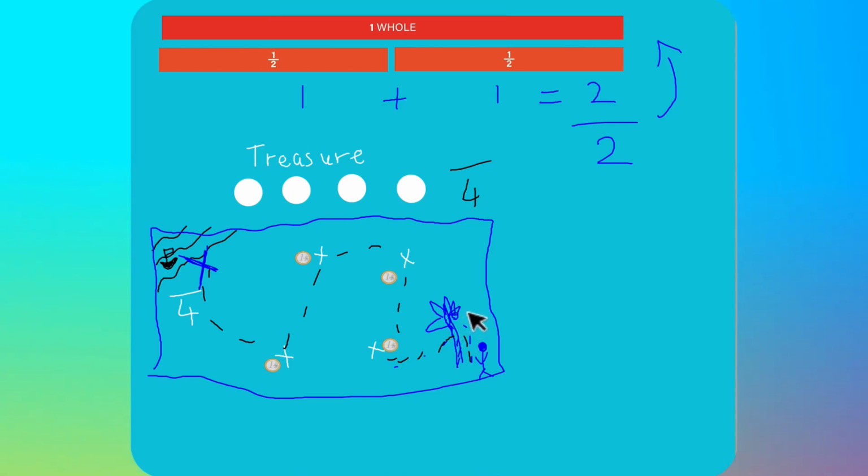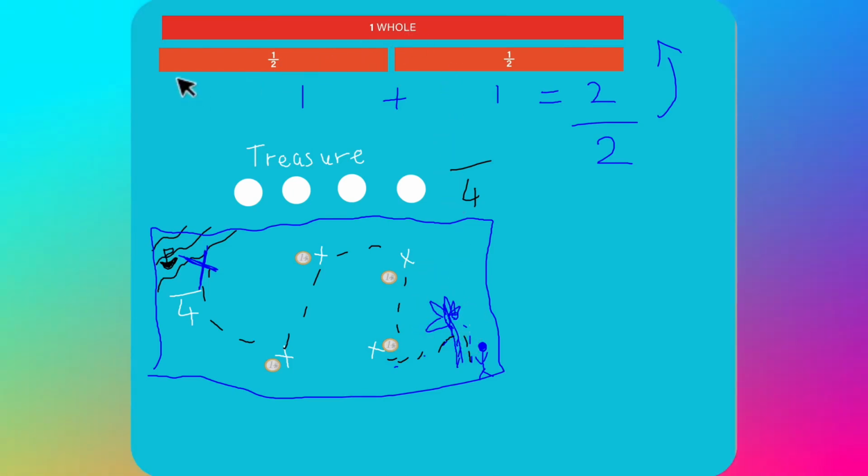If we have 1 whole, that means our number is 1. We can split this number into 2 parts. When we split a number into 2 parts, we have 1 part and another. And if we add both parts, we're back to 2 parts. And if we had 2 parts to start off with, we now are back to 1. I always like to think about treasure when it comes to collecting parts of a whole number.